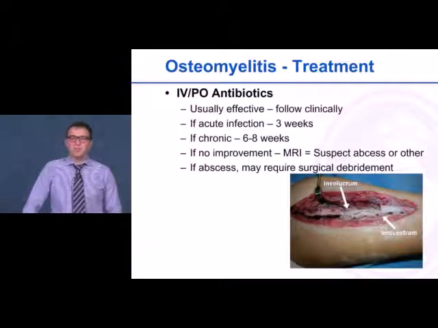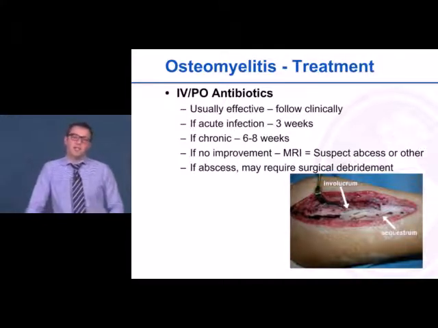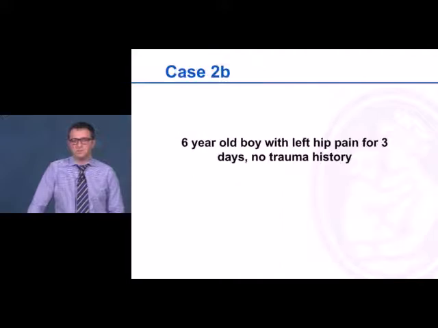The general treatment of osteomyelitis really depends on how quickly you identify it. If you identify it quickly, usually acutely, IV antibiotics with a combination of oral antibiotics for 3 weeks is enough. If it's more chronic, it takes 6 to 8 weeks to resolve. If you've treated someone appropriately with IV antibiotics and you see no improvement, consider doing an MRI after about 48 hours to look for an abscess or other problem going on. And most abscesses require either drainage by interventional radiology or formal surgical debridement.